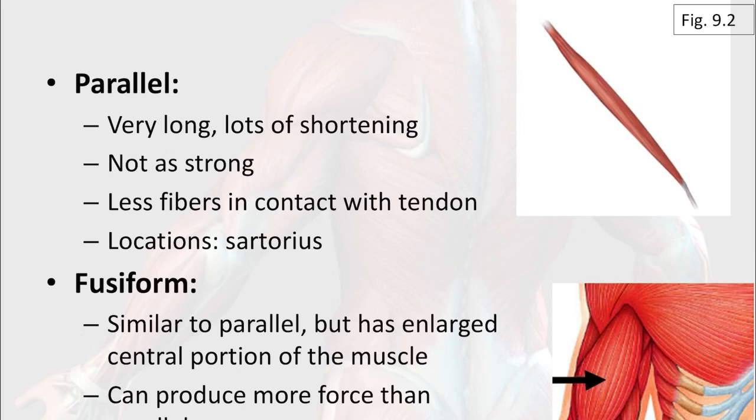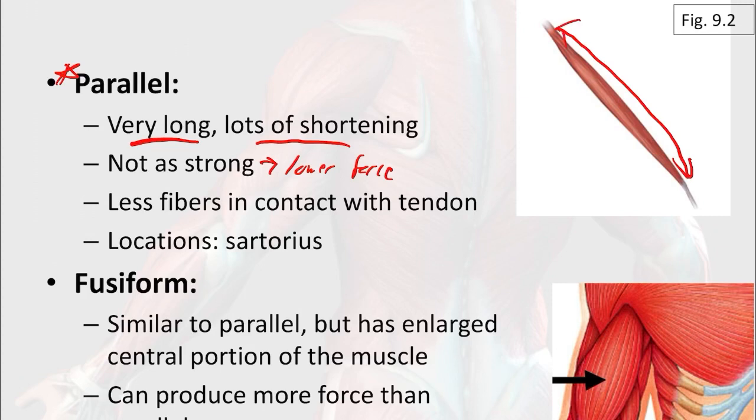Okay, a couple more. We have what's called the parallel arrangement. Usually very long muscles. They can shorten a long ways. They're not as strong, so lower force than some of the other arrangements, because really there's just less fibers in contact with the tendon. Some of the fibers run the whole length of the muscle. Okay, one example of this is the longest muscle in your body, called your sartorius. It goes from your pelvis down to your knee, down to your tendon, to your tibia, and it wraps around on the medial side of your tibia.